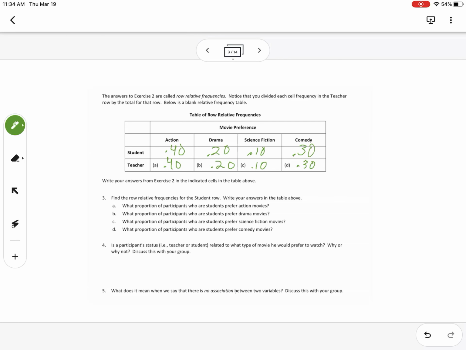So when the numbers are exactly the same, it's what we go down to for number 5. We say that there is no association. Meaning if my numbers are exactly the same, I can't use those differences to find an association with who likes what more or who likes what less.